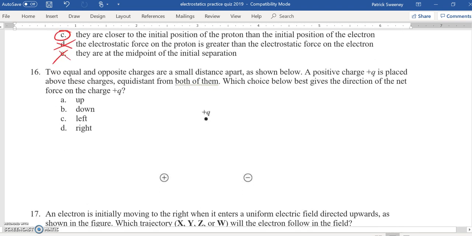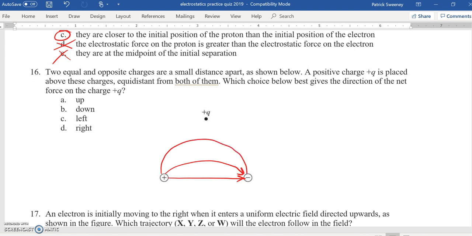16. Two equal and opposite charges are a small distance apart. What choice below gives the best direction of the net force on charge Q? So I'm going to draw a few field lines here, getting ever so further up. Tangent to this field line is a line like this, and since it's positive, it's going toward the negative side, so it goes to the right.